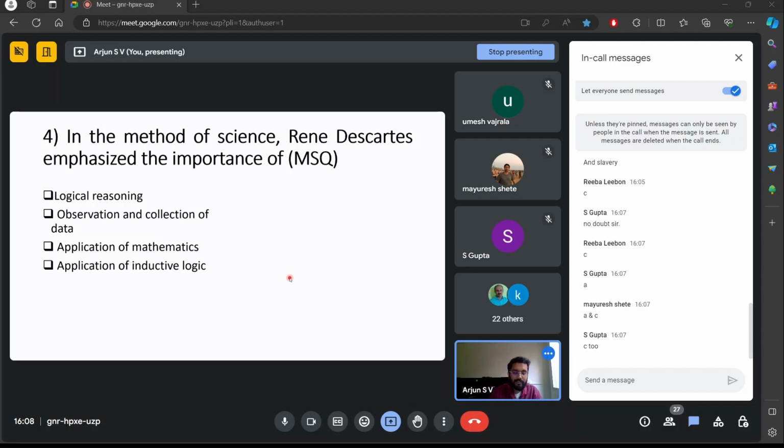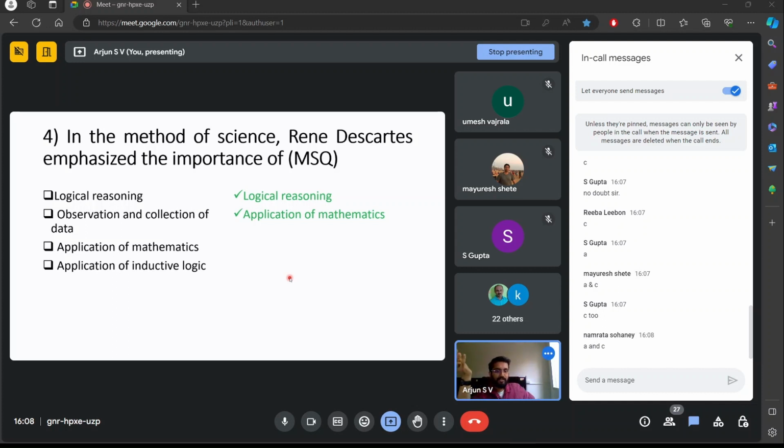Logical reasoning. Okay, I would say logical reasoning because he stressed deductive logic as well. But once again, it's a bit skeptical because logical reasoning is a very big umbrella term. Rene Descartes was found to have stressed only the deductive part of it. The inductive part was supported by Francis Bacon. But yes, logical reasoning would be the correct answer.